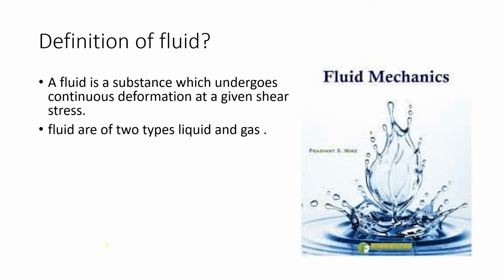Here we start from the definition of fluid. What is the definition of fluid? Fluid is a substance which undergoes continuous deformation at a given shear stress. Means even a small shear stress causes continuous deformation of fluid. And fluids are of two types, liquid and gas. This is the example of fluid.